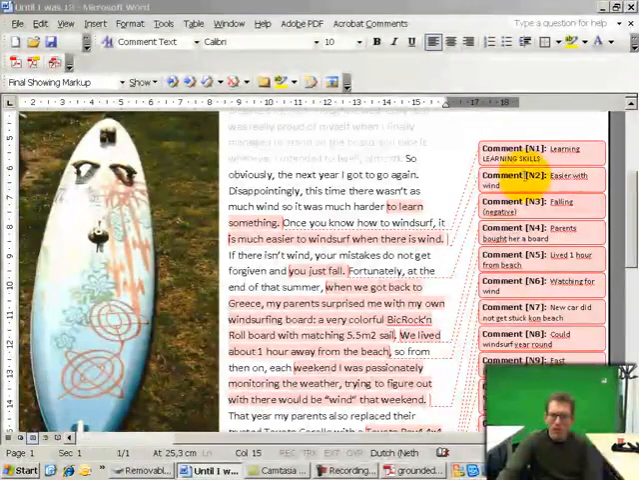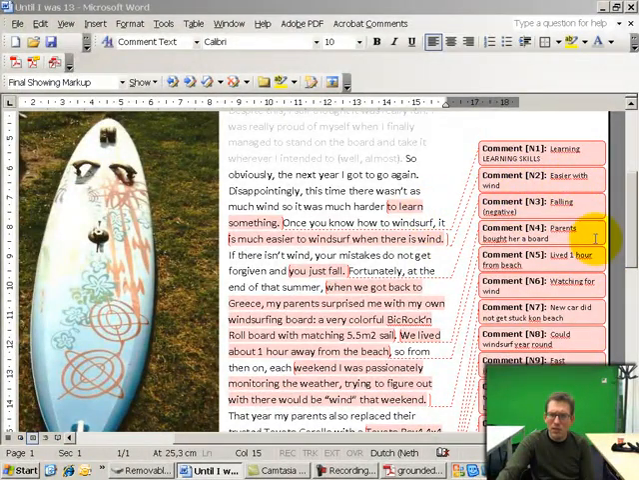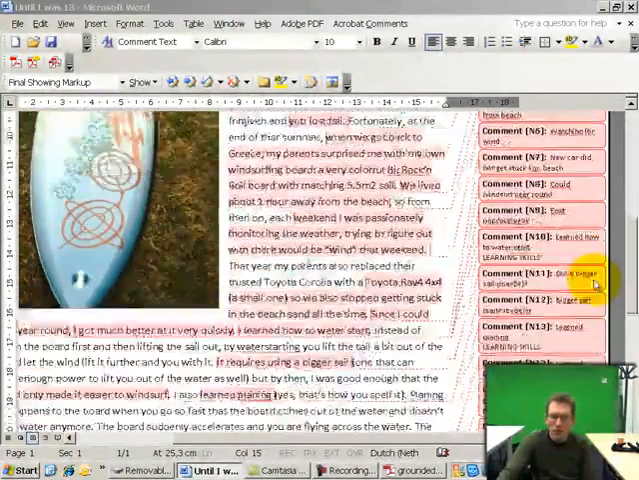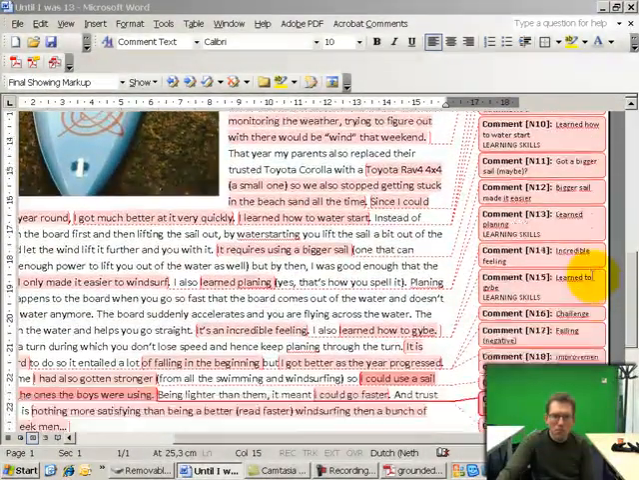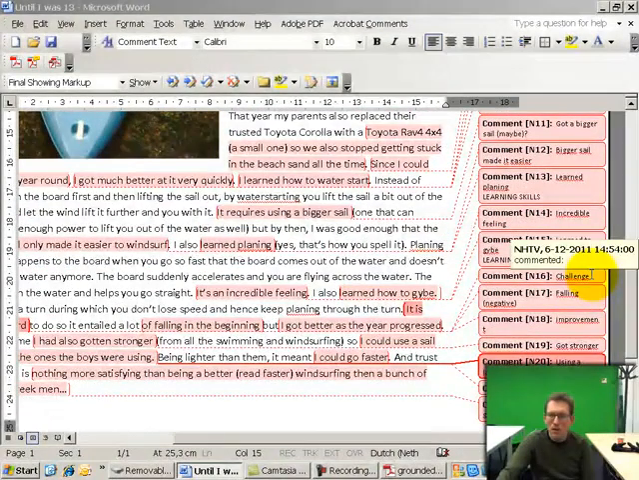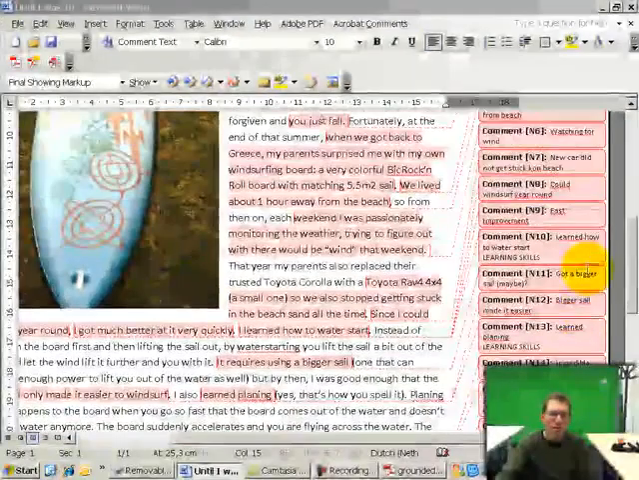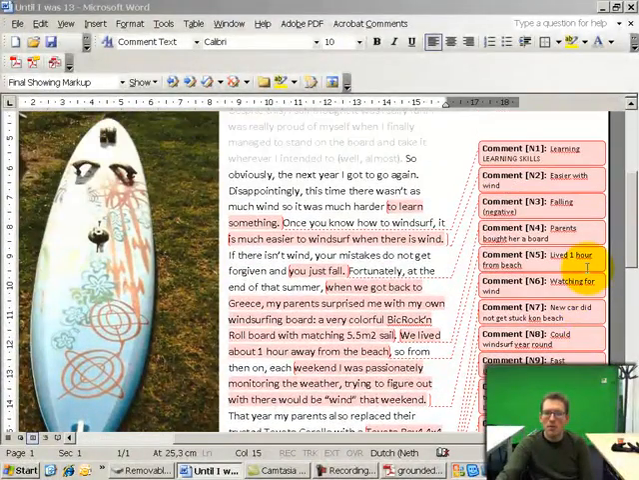A couple of times she mentions the wind. It's easier when there's wind, watching for the wind. But maybe it happens twice. The thing with wind doesn't seem to have a lot of depth, so maybe we'll leave that alone.